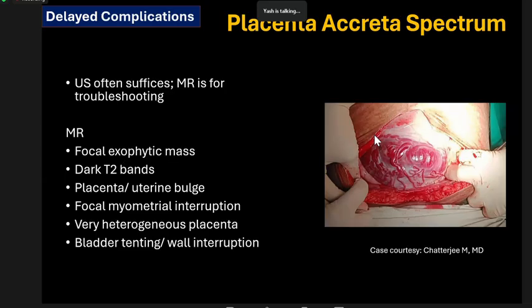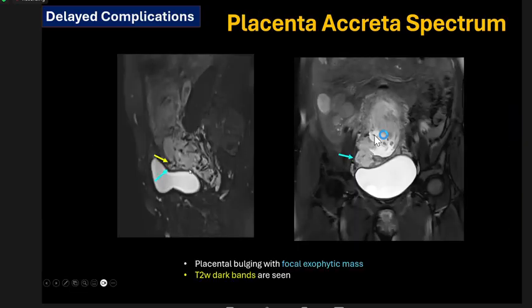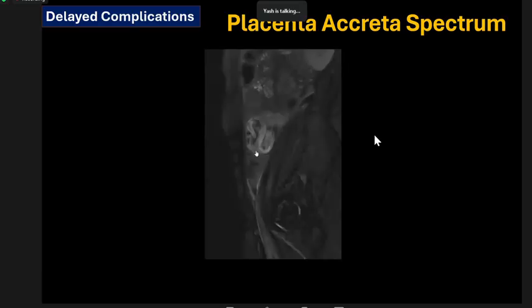Let's see the examples. So that's focal myometrial bulge. That's what I was talking about. Because the placenta is surrounded by uterus, its external border should be smooth. It should not be as lobulated as this. So that is itself a pointer that something wrong is going on. The other features of accreta spectrum are that the placenta is heterogeneous and has T2 dark bands. So these bands also suggest that there is placenta accreta spectrum. Let's see the cine.